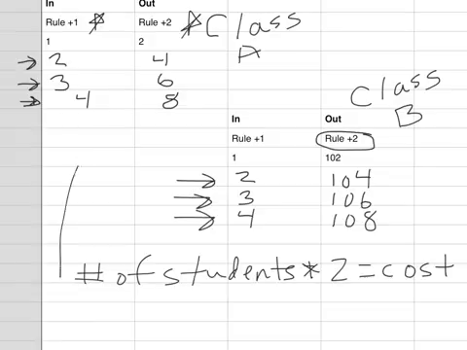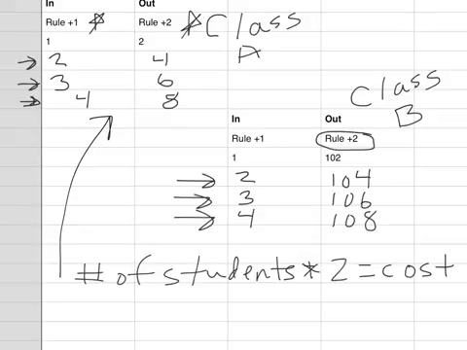This formula is going to go over here, and the only difference for this next one is that we're going to add that additional $100. So the prices are pretty much going to be the same for each of the different classes, except Class B is going to have $100 more for each of the students.